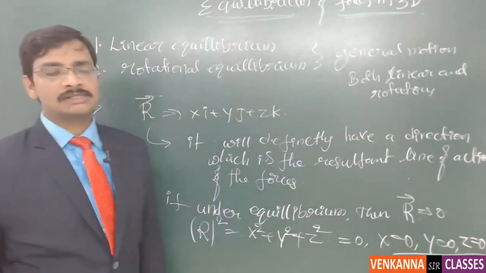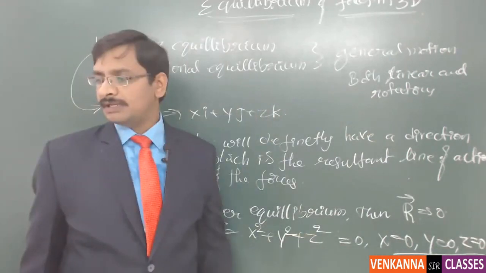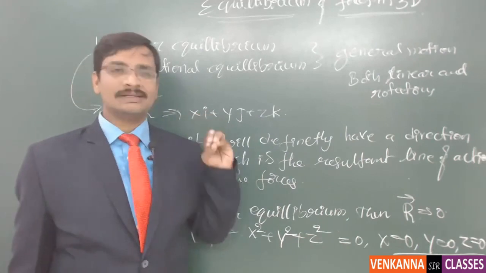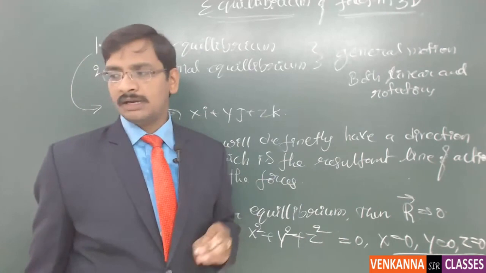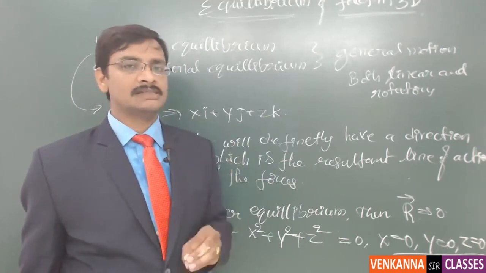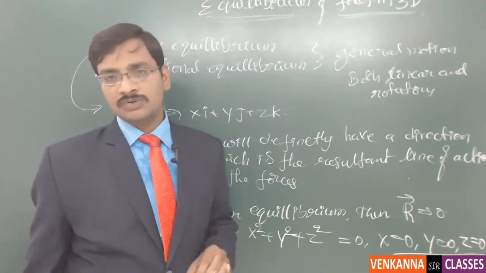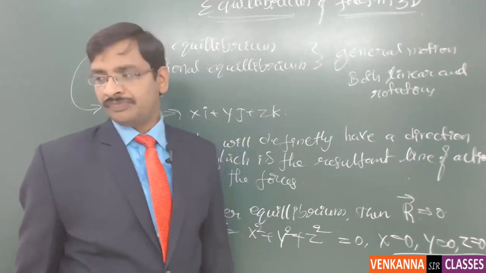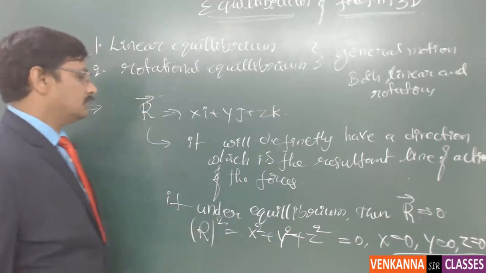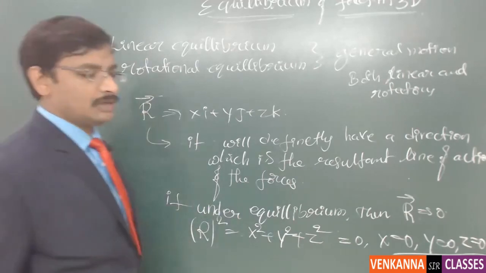Got it? So this is the linear equilibrium case, wherein all the resolved components along the x-axis, along the y-axis, and along the z-axis individually have to be equal to 0. Then we say that the body is under linear equilibrium condition. Got it? First you note this down, then we are going to discuss the rotational equilibrium.